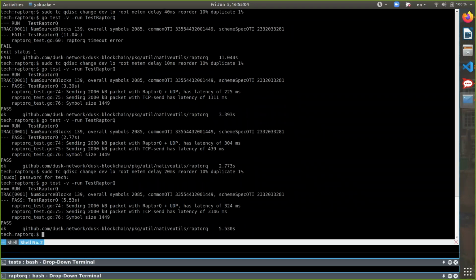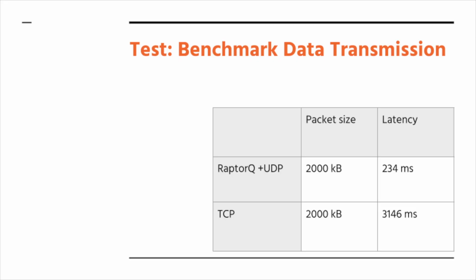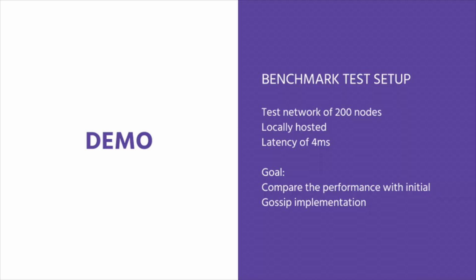I was saying that if we have bigger network latency, then we can see that RaptorQ plus UDP is much faster. It needs only 300 milliseconds to deliver this data, compared to TCP send, which takes almost 3 seconds to deliver the same size packet. We have integrated this RaptorQ within our Kadcast implementation. And back to Kadcast.